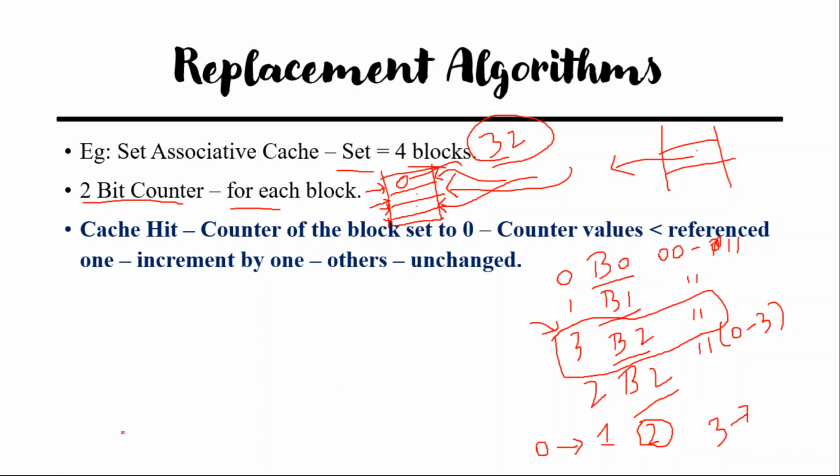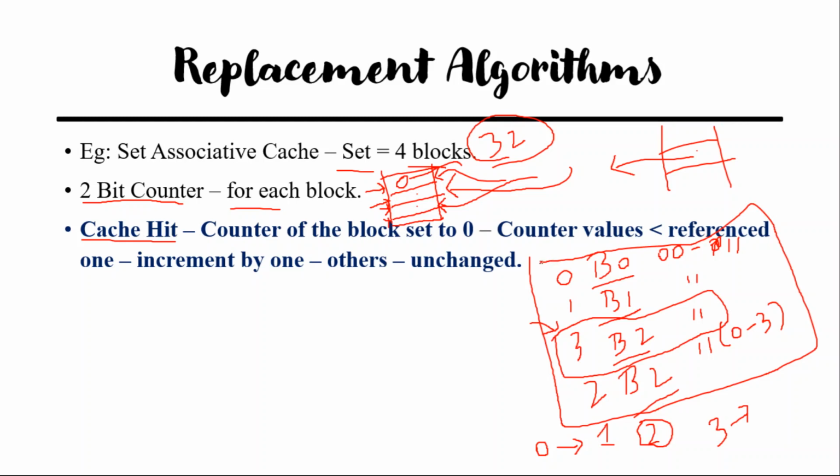There are totally 3 cases we have. Case 1: the CPU wants to access some content and that content is already available in the cache. That is called a cache hit. In some set of the cache it is available, and each set contains 4 blocks.